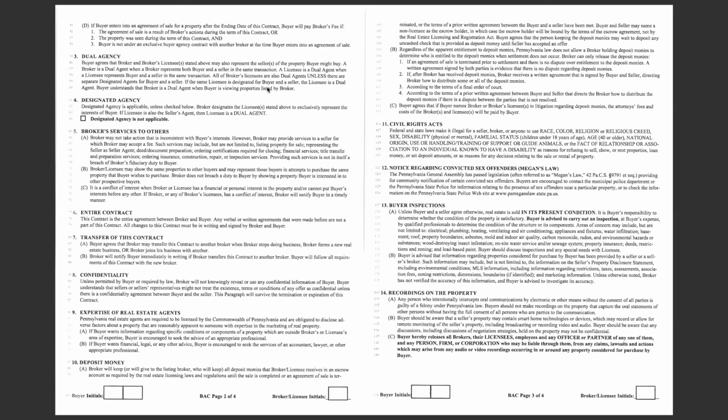It talks about inspections, and notice in bold letters, unless buyer and seller agree otherwise, real estate is sold how? How is real estate sold? As is, in its present condition. That verbiage is also in the agreement of sale. You need to remind your buyers of that.